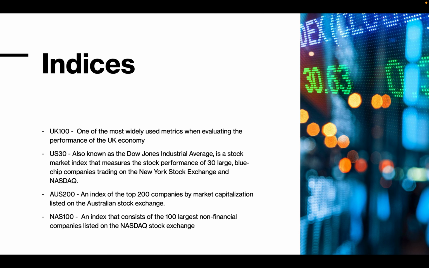And then you got your Aussie 200, which is an index of the 200 companies by market capitalization listed on the Australian Stock Exchange. And then last but not least, you can even trade the NASDAQ 100. It is an index that consists of the 100 largest non-financial companies listed on the NASDAQ Stock Exchange. So you don't just trade FX crosses, majors, and exotics. You can even trade indices.